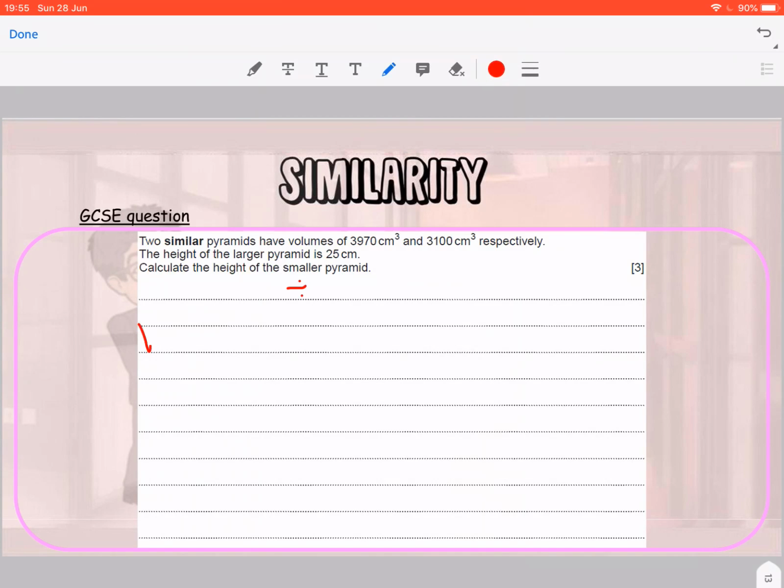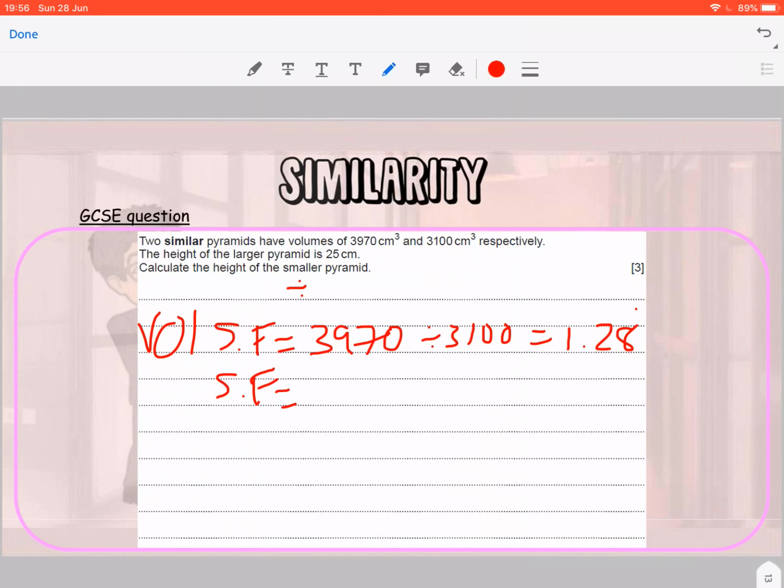So I'm going to work on my volume scale factor first. Volume scale factor is 3970 divided by 3100. Not very nice numbers, but I don't think it's going to matter. 3970 divided by 3100 gives me 1.2806, we're going on for a while. I'm going to write 1.28 recurring. If I want to find out my scale factor, I'm going to keep that on my calculator because I want to be as accurate as possible. I've got to cube root that number, and for my scale factor I get 1.086. That's my scale factor.